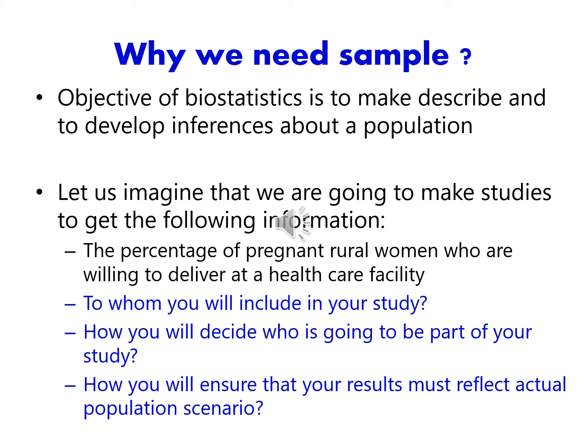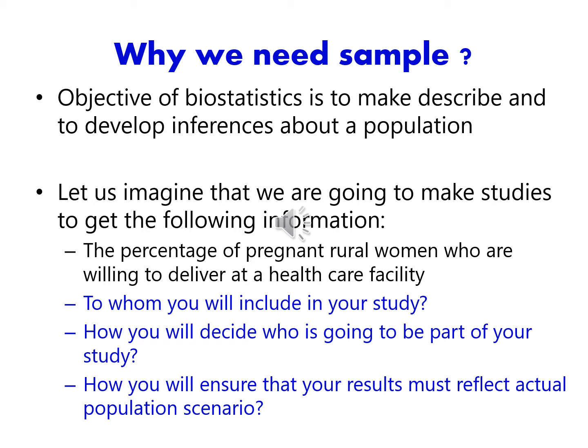As we all know, the objective of research or biostatistics is to describe and develop inferences or conclusions about a population. So let us imagine that we are going to make studies to get the following information, such as what percentage of pregnant rural women are willing to deliver at a healthcare facility. If you want to conduct such a study, then you need to know whom you will include in your study. Of course, the pregnant women living in rural areas of Pakistan.